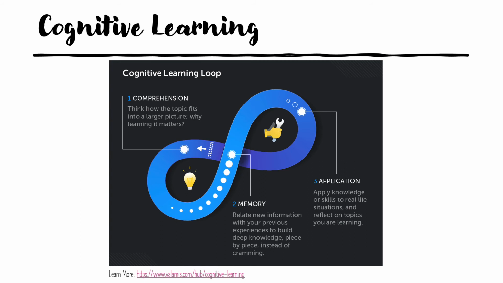Cognitive learning theory is divided into two categories: social cognitive theory and cognitive behavioral theory. So remember, comprehension: think how the topic fits into a larger picture, why learning it matters. Memory: relate new information with your previous experiences to build deep knowledge, piece by piece, instead of cramming. And three, application: apply the knowledge or skills to real-life situations and reflect on topics you are learning.